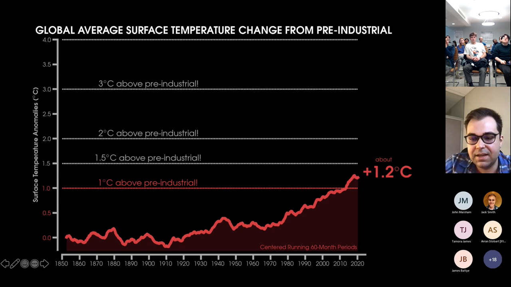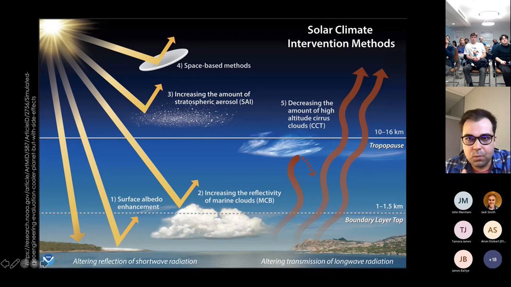So there's been some work to think about what would happen for climate intervention type methods. I want to say that I'm not here advocating for any of these types of methods at all. But what I'm looking at here is trying to understand, if these methods were ever considered seriously, do we even understand how the climate system would respond?